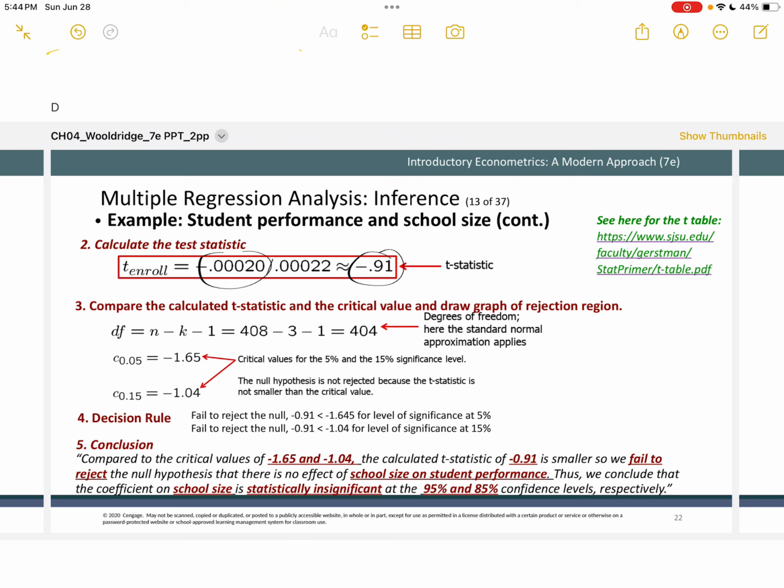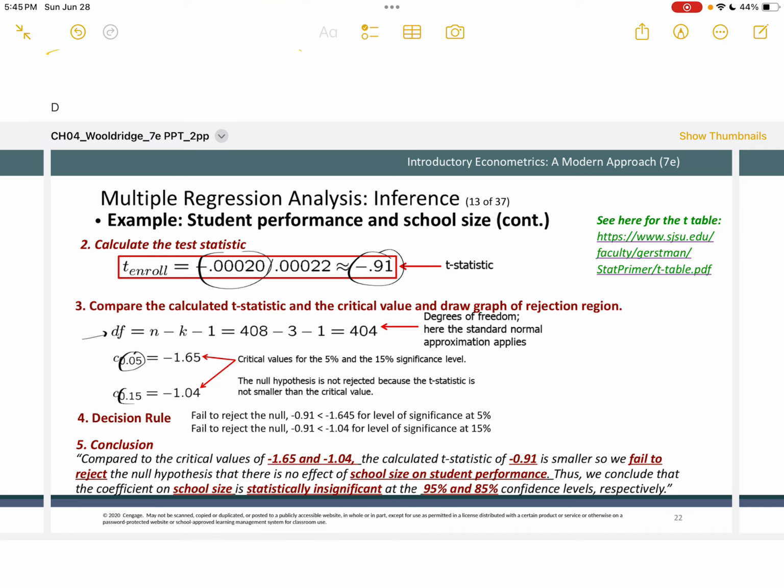Take the absolute value of that. It's 0.91. It's a small value, right? I should be giving you some ideas here: the closer your t is to 0, and the bigger your standard error, the chances you're going to reject the null is low. And that's what we see here.